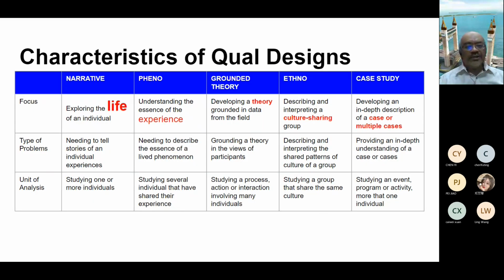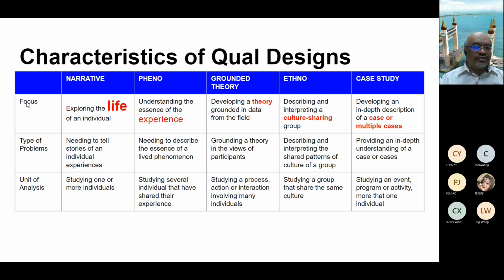So this is the overview. There are 5 designs under the qualitative research design. So we have the narrative one, the phenomenology, the grounded theory, the ethnography, and also the case study. Which one do you think is the most popular one in UKM? Anyone knows which one is the most popular among the 5? The answer is case study.